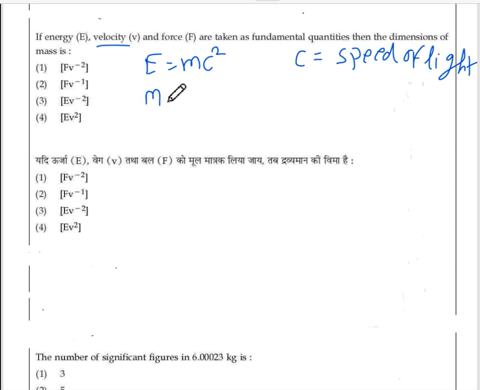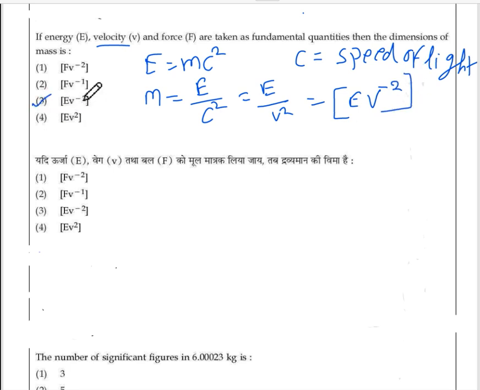So from here, m c square. As E is a fundamental quantity, energy E, and in place of c I just put V square. So if I write it, it will become E V to the power minus 2, when V goes to the numerator. This is the equation, and it is question number 3. For Hindi students, the same question is written here. Next question we are going to discuss.